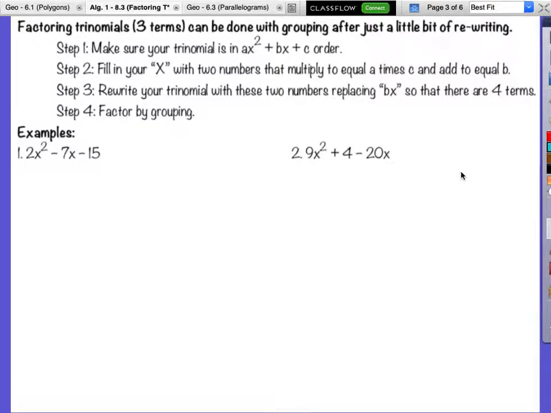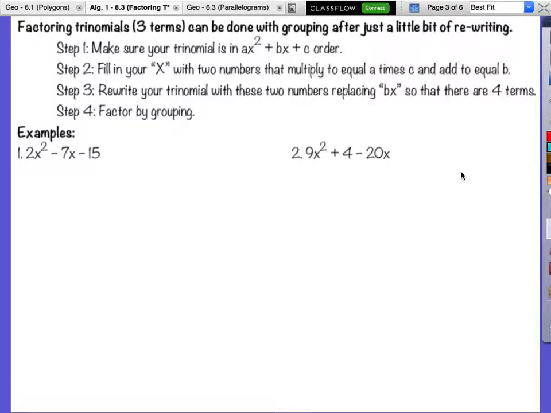So when we factor by grouping, like we did earlier, like we did up here in the last worksheet, how many terms did we have? 4. How many terms do we have here though? 3. So we can't group because we don't have 4 terms. But what we're going to do is we're going to make it have 4 terms. And we're going to figure out just what those 4 terms will be.